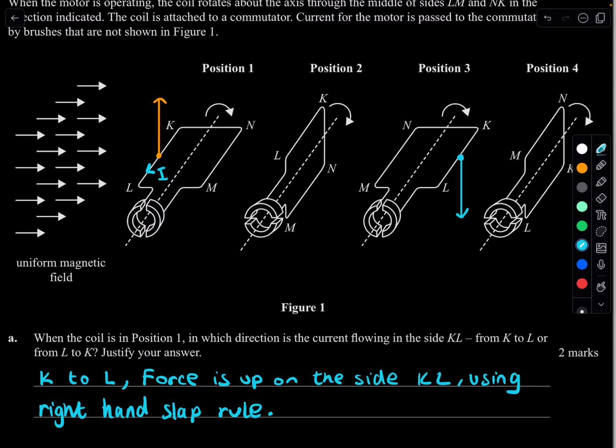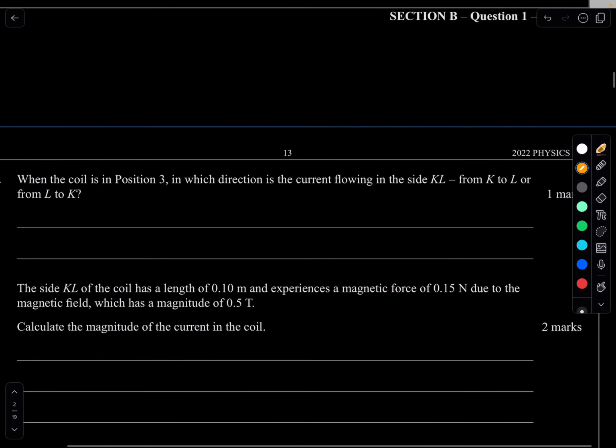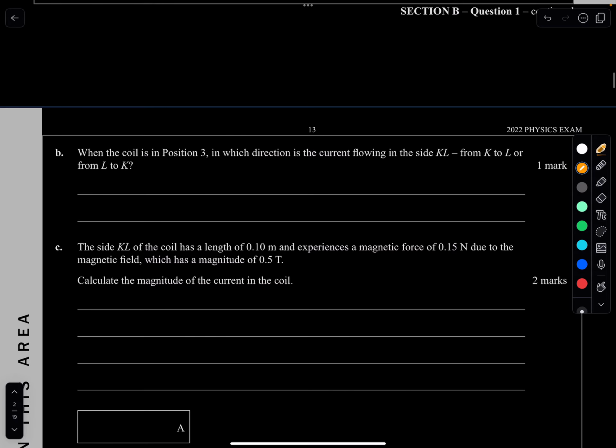And again, using your right hand slap rule, your palm is your force. Your fingers are going to go to the right. And so your thumb should be going to basically this direction. So it is on the side L to K. But it's only 1 mark. So I think you just need your answer basically. So L to K basically.